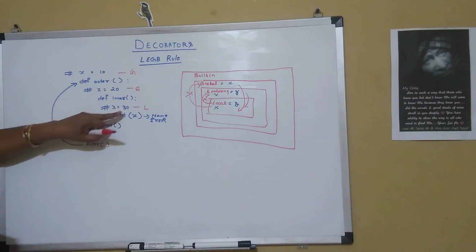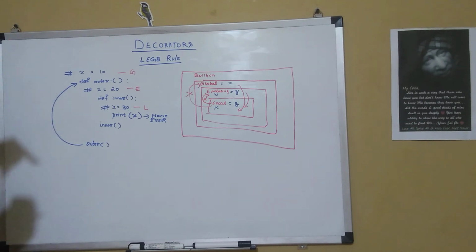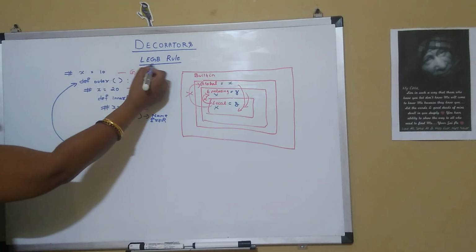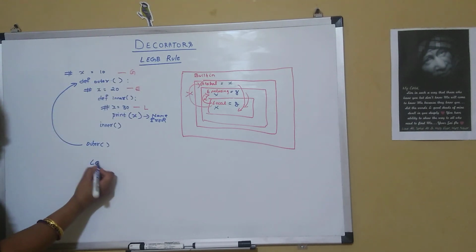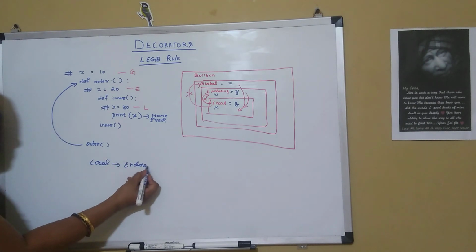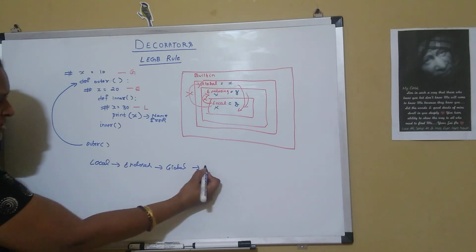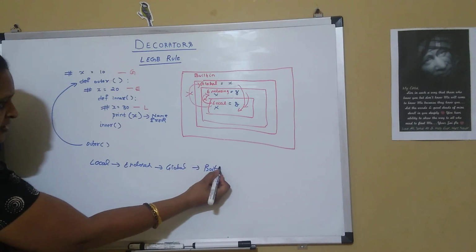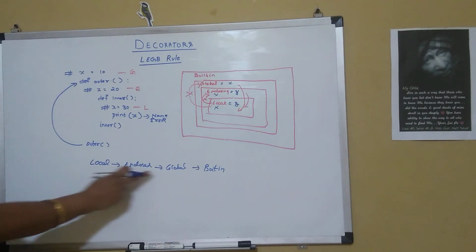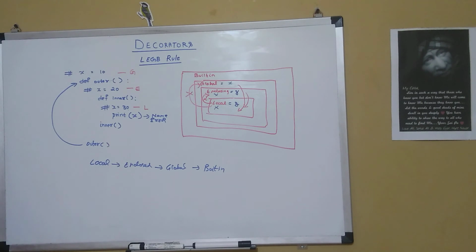So initially local value will get higher precedence. If not present, it will go to enclosed level. If not present, it will go to global level. So that is the LEGB rule. That is, local it will search first, then enclosed, then global. If not found, it will search in built-in. If it is found in any of these levels, it gets printed. Otherwise, it will give a name error.